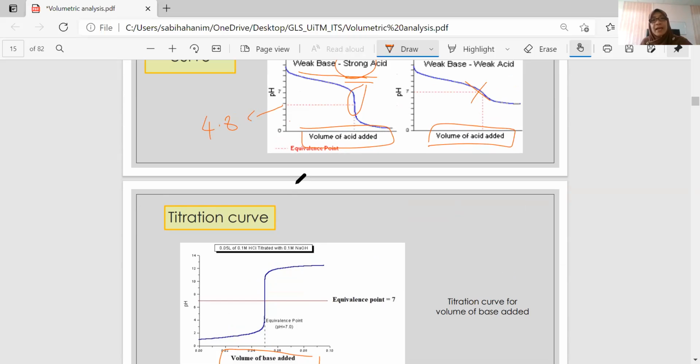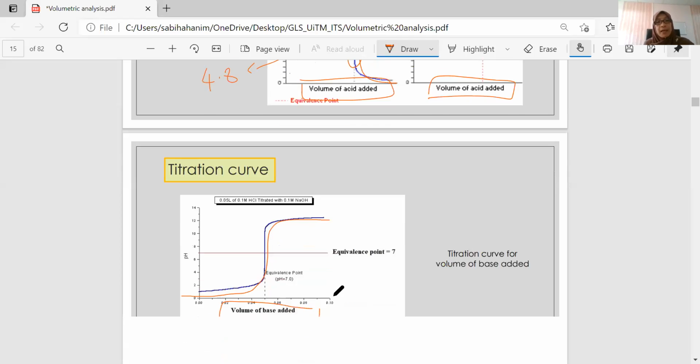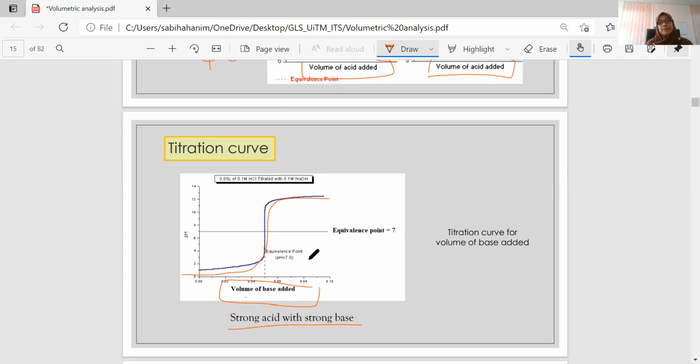If the volume of acid is added, the curve goes from the high and then becomes the bottom part. However, this one increases from here to here. However, this one comes like this. So that is the difference. The student has to learn the pattern due to the different type of acid or base added. If we add the acid, this is the type of curve. However, if we add the base, this type of curve.